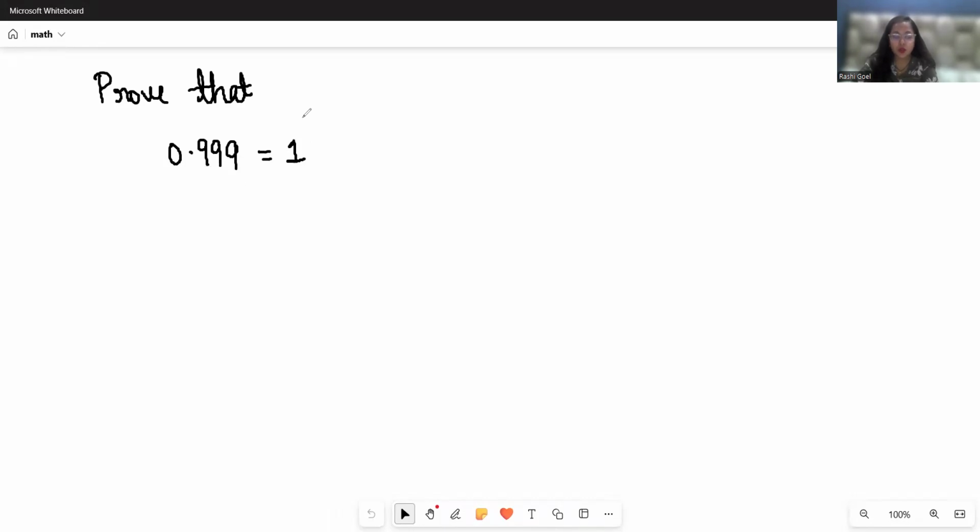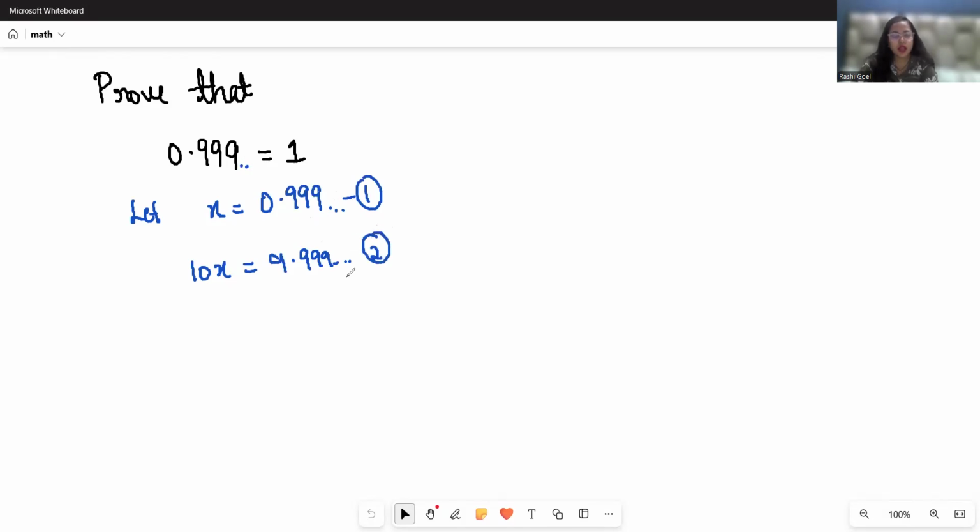So, 0.999 is equal to 1. I am going to assume that x is equal to 0.999 repeating, and I'm considering this as equation number 1. Now I'm going to multiply by 10 on both sides. So 10x is equal to, when we multiply 0.999 and so on with 10, it becomes 9.999 and so on.